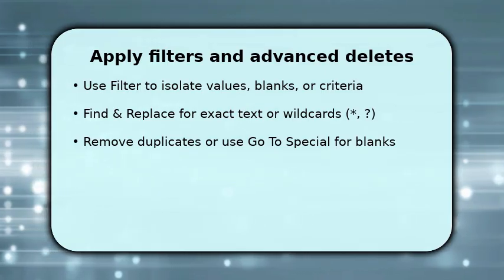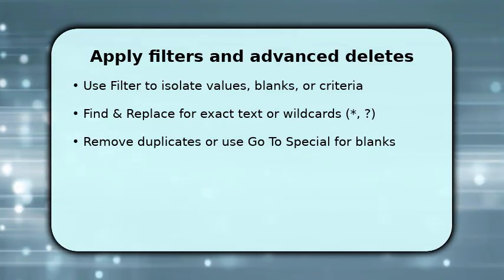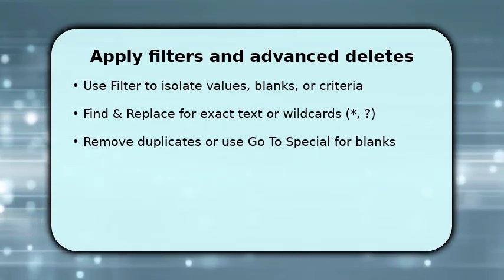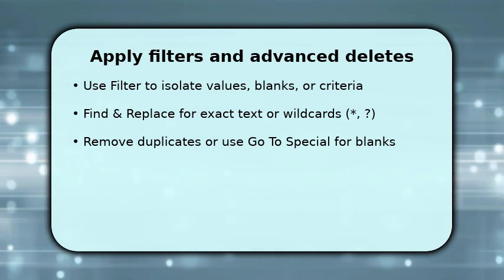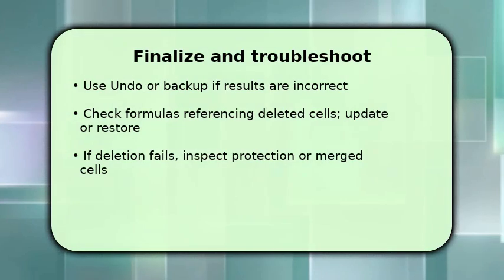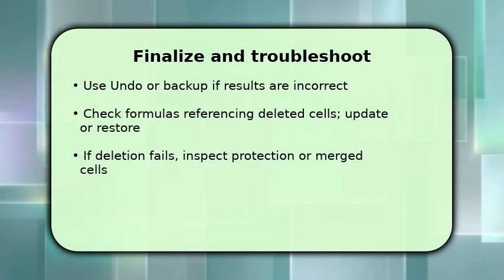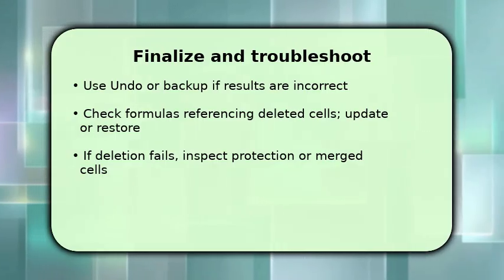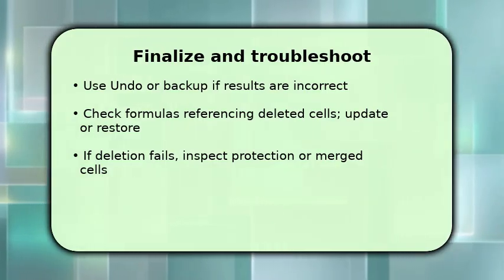If you need blanks removed, press F5, Special, Blanks. Then delete entire rows or shift cells up. Each method changes the sheet layout, so pick the right one. To finish, verify results immediately and use Undo if something's wrong. Having that backup earlier makes restoration simple.